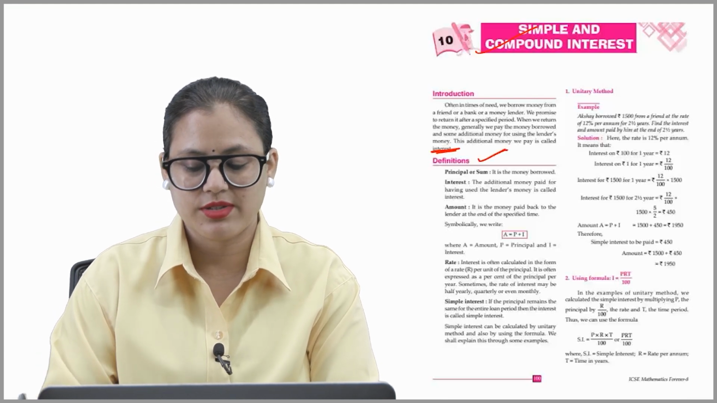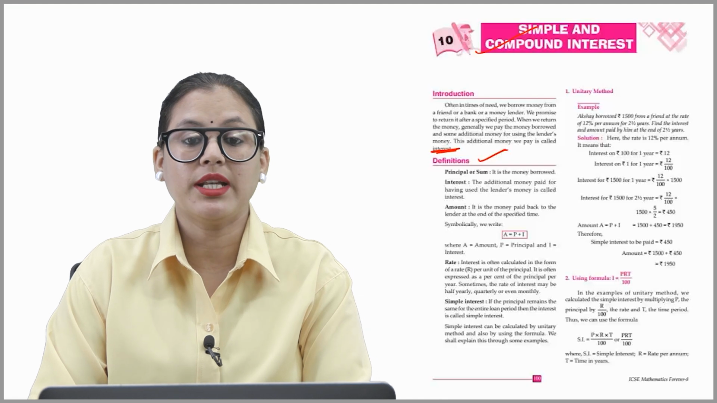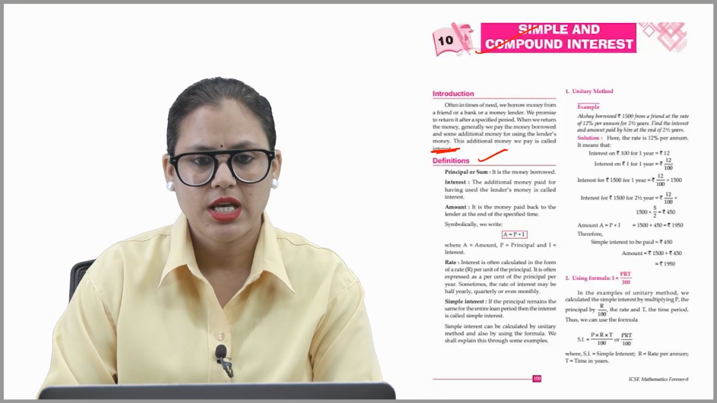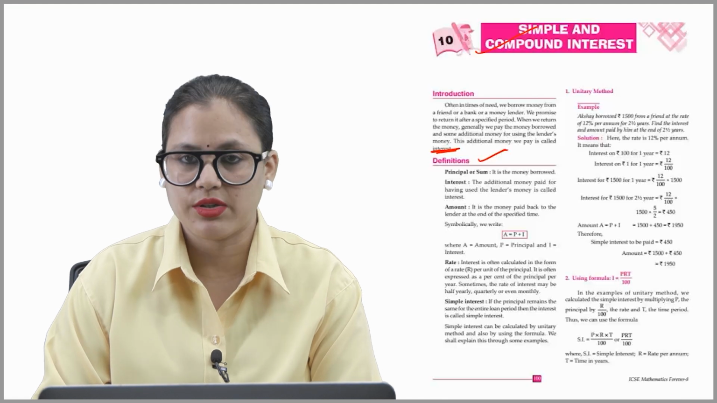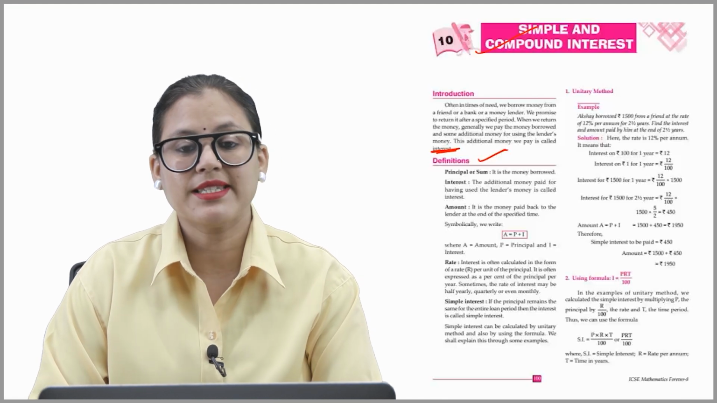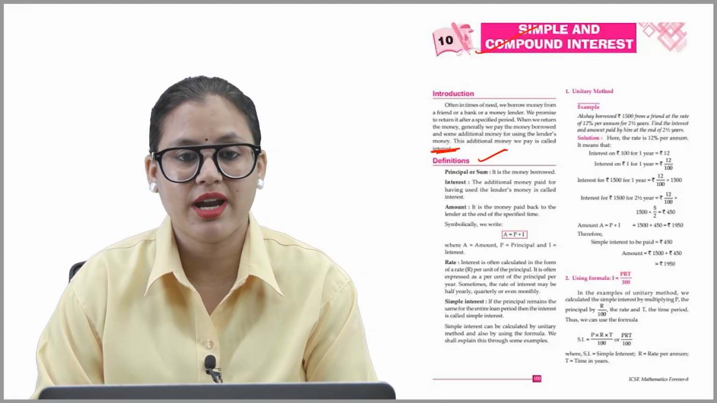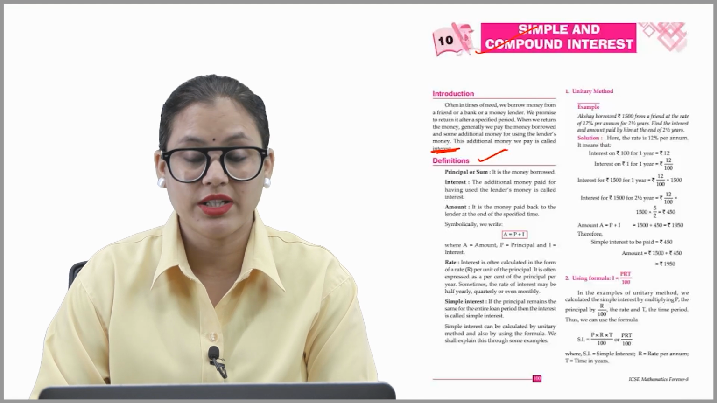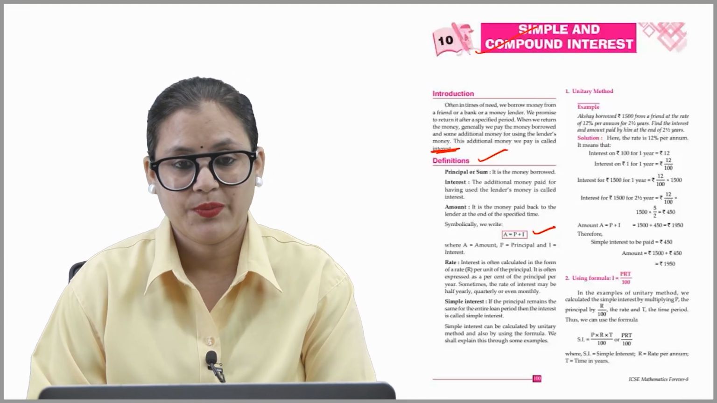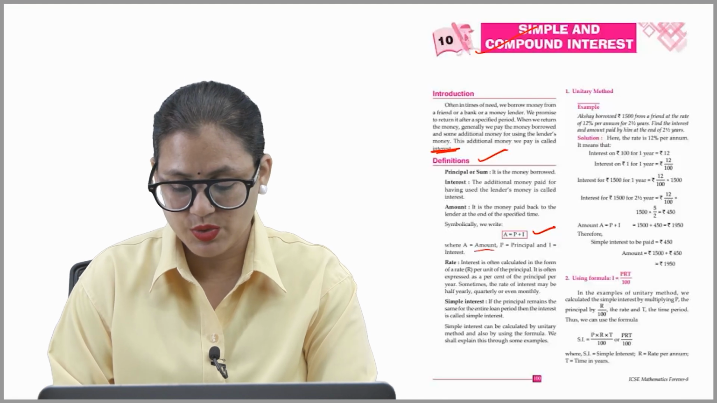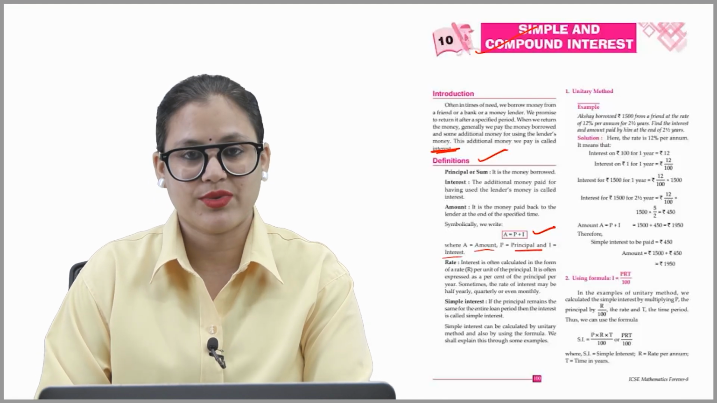Okay, definitions. Principal or sum is the money borrowed. Interest, the additional money paid for having used the lender's money, is called interest. Amount is the money paid back to the lender at the end of the specified term. So symbolically we write A, that is amount, is equal to principal plus interest, where A is equal to amount, P is equal to principal and I is equal to interest.